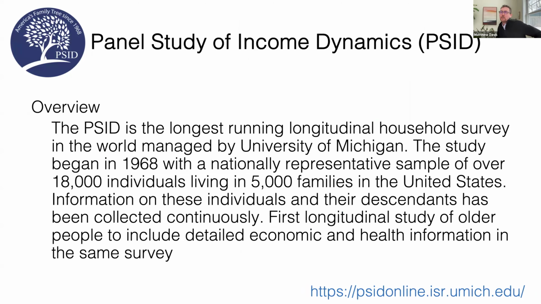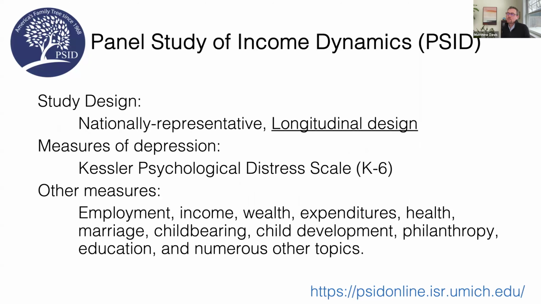Another data set I'm less familiar with, but I've read a little bit about it and it sounds amazing, is the panel study of income dynamics. This is the University of Michigan data source. It began back in the 1960s, and it does contain a nationally representative sample of around 20,000 individuals, and that corresponds to around 5,000 families. It's a really cool study. It's a longitudinal design, which piques our interest often. And they do collect a measure of depression using the Kessler Psychological Distress Scale.